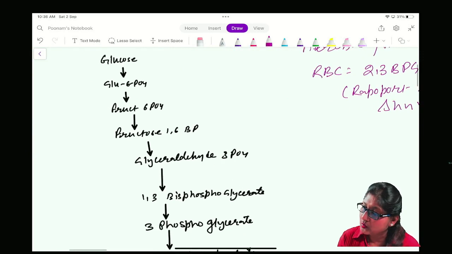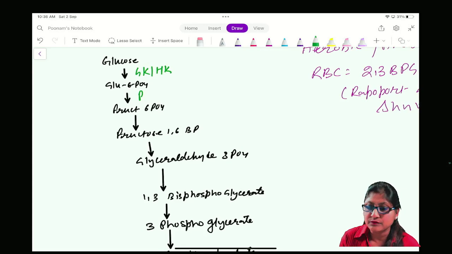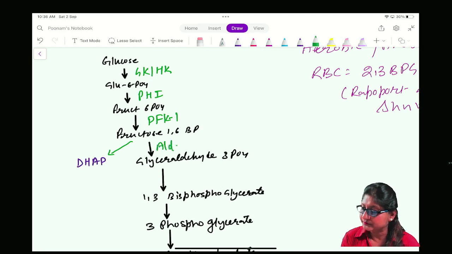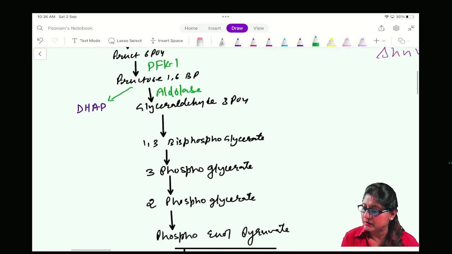In this, glucose is converted to glucose 6-phosphate by glucokinase or hexokinase enzyme, and then glucose 6-phosphate is converted to fructose 6-phosphate by phosphohexose isomerase enzyme. This is phosphofructokinase 1 enzyme, and this fructose 1,6-bisphosphate is going to break into glyceraldehyde 3-phosphate and dihydroxyacetone phosphate in the next step, catalyzed by aldolase, which may be either A, B or C type.